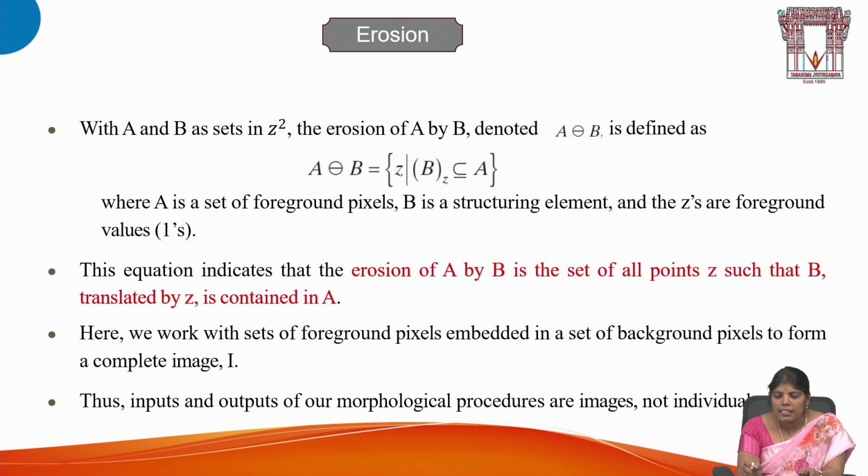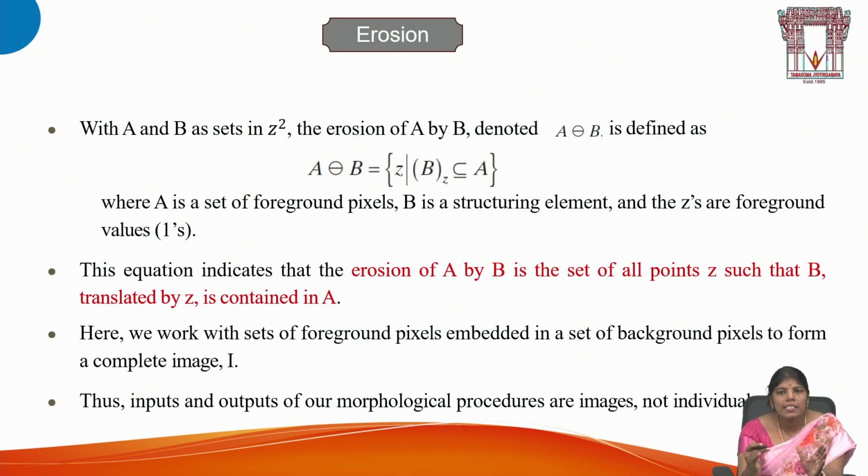Okay, and here is the B of Z. It is the representation where B of Z is the translation position. Actually, this is a representation of the translation position, which belongs to the capital A. A is the image and B is the structuring element. Here A is a set of foreground pixels and B is the structuring element, and Z is the foreground values of ones, because here we are identifying the shapes in the image.